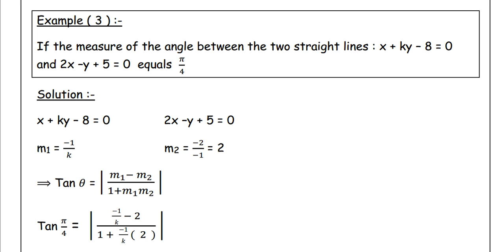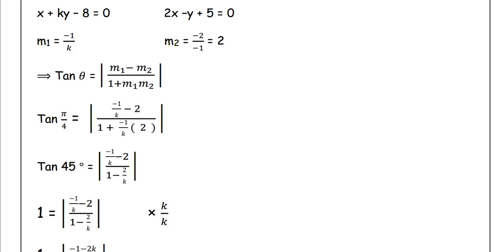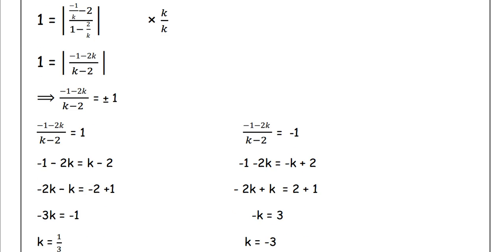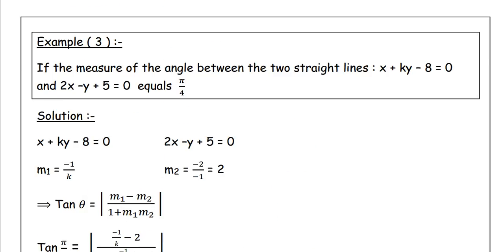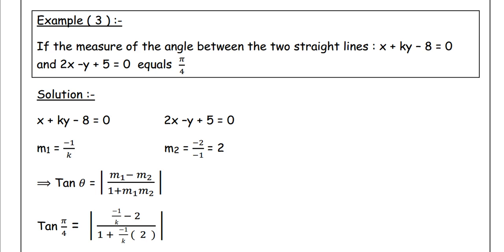Yes. I have to find k, the value of k. Okay, so solution. x plus ky minus 8 is 0, and 2x minus y plus 5 is 0. So here we need to complete the example.